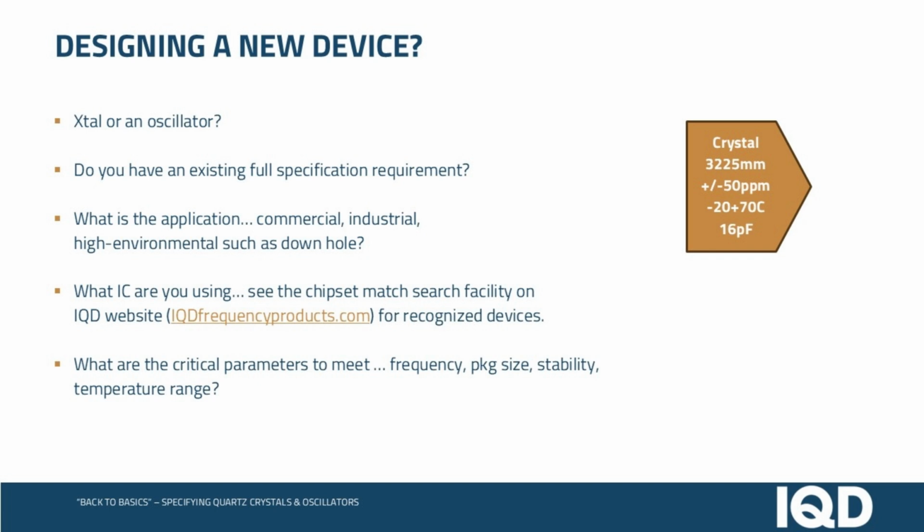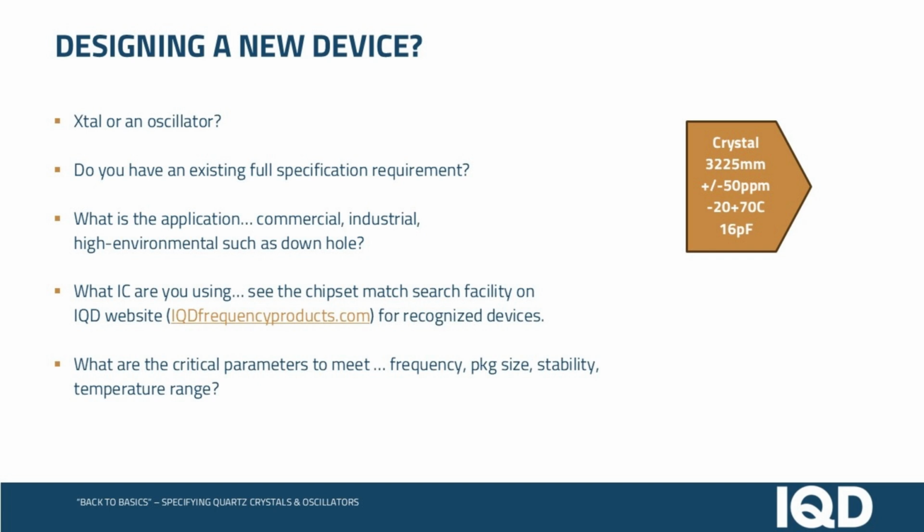We also have a facility on our website regards integrated circuits. So if you have an IC manufacturer or an IC chip type, then we have a search facility on the IQD website where you can enter either the manufacturer or the chip type to see if we already have parts approved with that device. And that's quite a useful function.